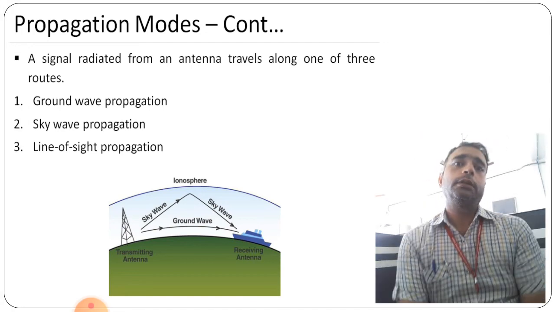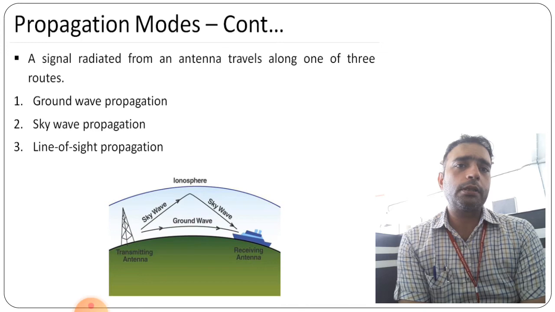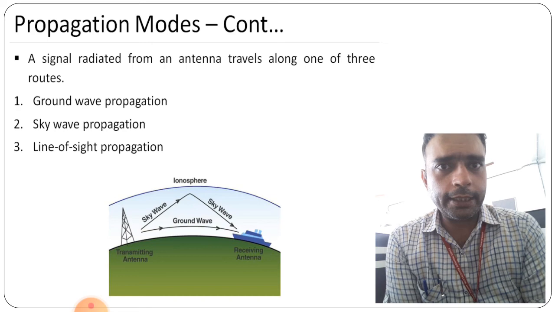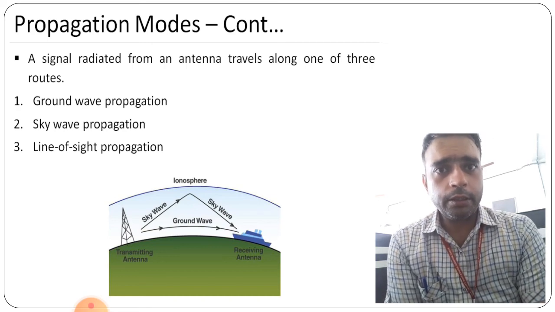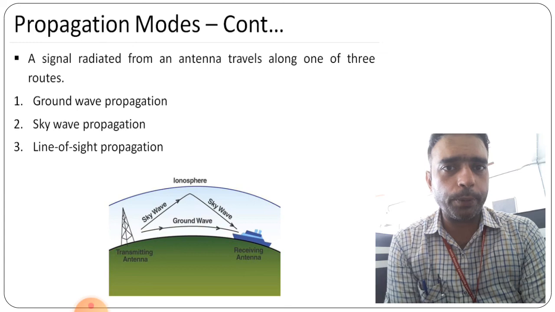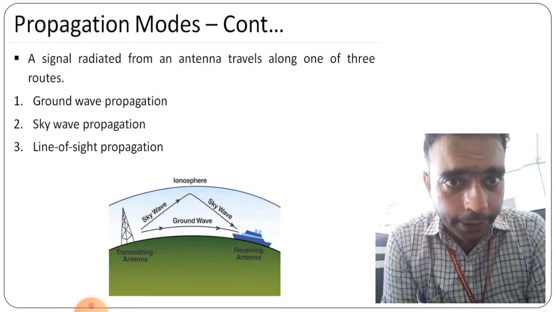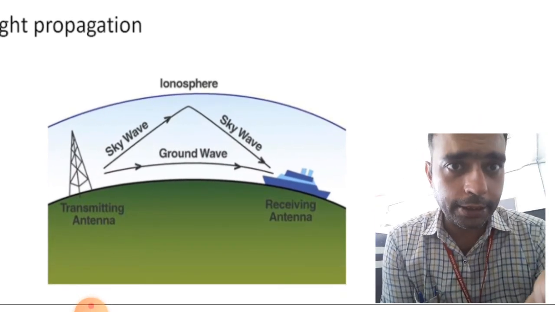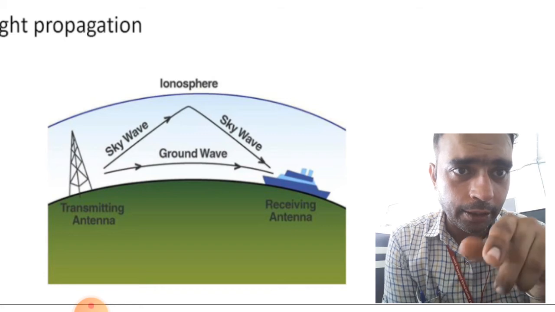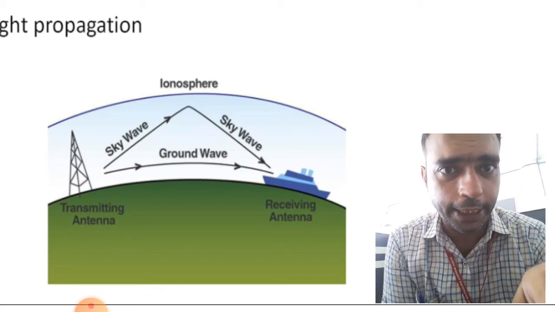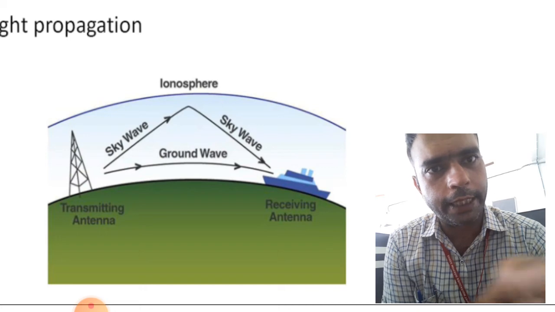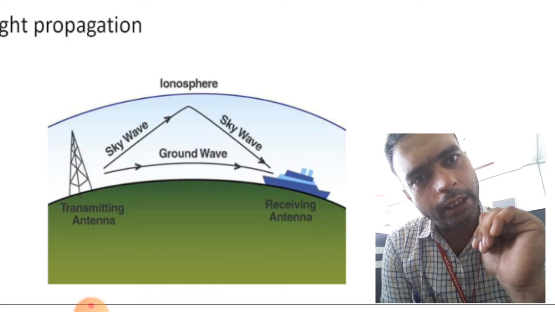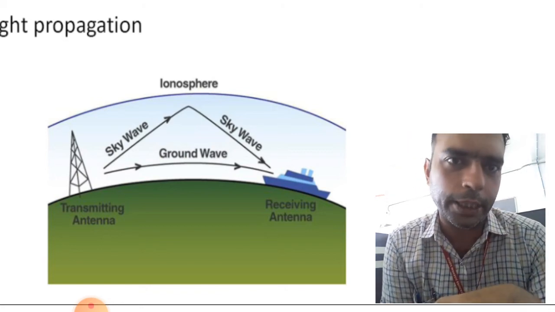Now a signal that is radiated from an antenna travels along one of three routes. The first one is ground wave propagation, the second is sky wave propagation, and the third is line of sight propagation. Below we are able to see the sky wave, which moves towards the sky. The transmitting antenna sends the signals towards the sky, and at some frequency it is able to send them towards the receiver.